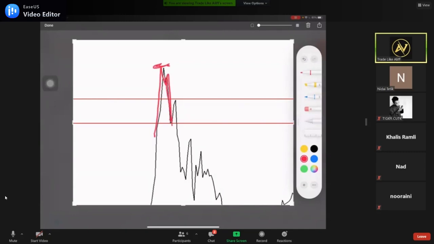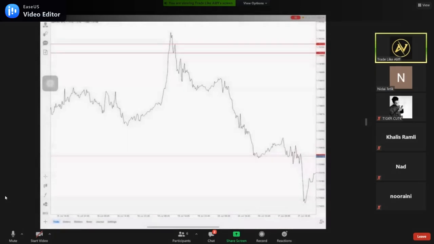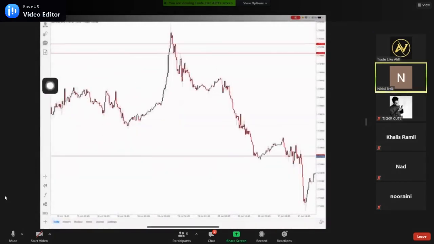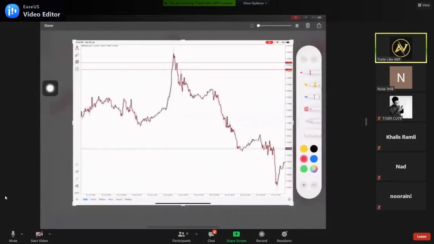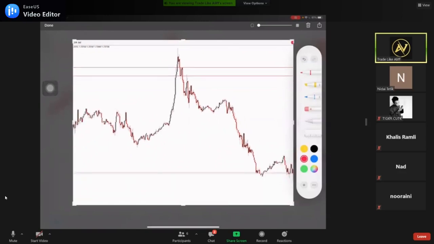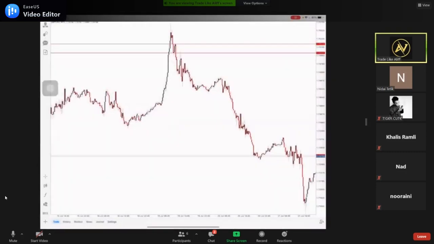Resistance, support, break, entry here when it comes back into the zone. My style, if any of you have joined my live trade, my trading style is simple. This is just an area. When price comes, I'll take the second pullback and hit it as hard as I can.